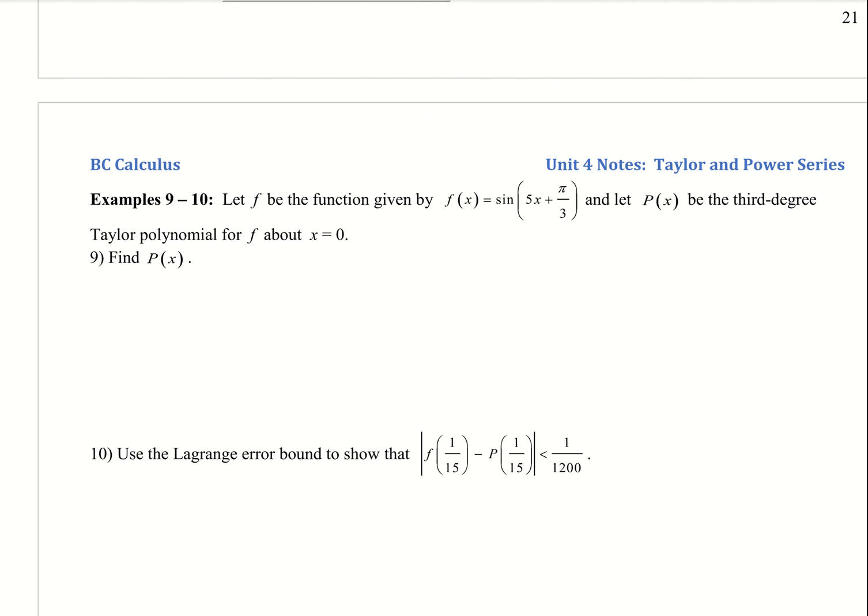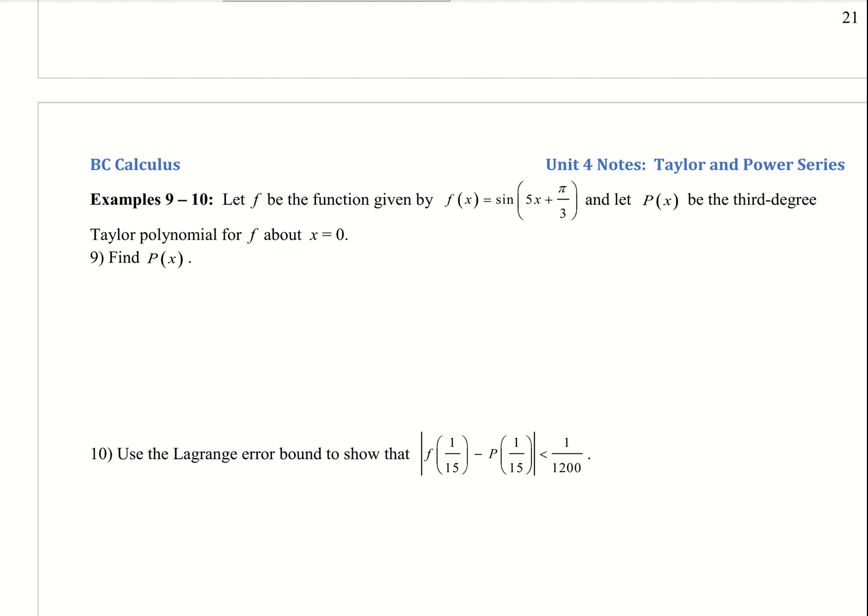All right, let's take a look at the last part of this. So we're going to be looking at the function f given by f of x is equal to the sine of 5x plus pi over 3. We want to let p of x be the third degree Taylor polynomial, but this is about x equals 0.